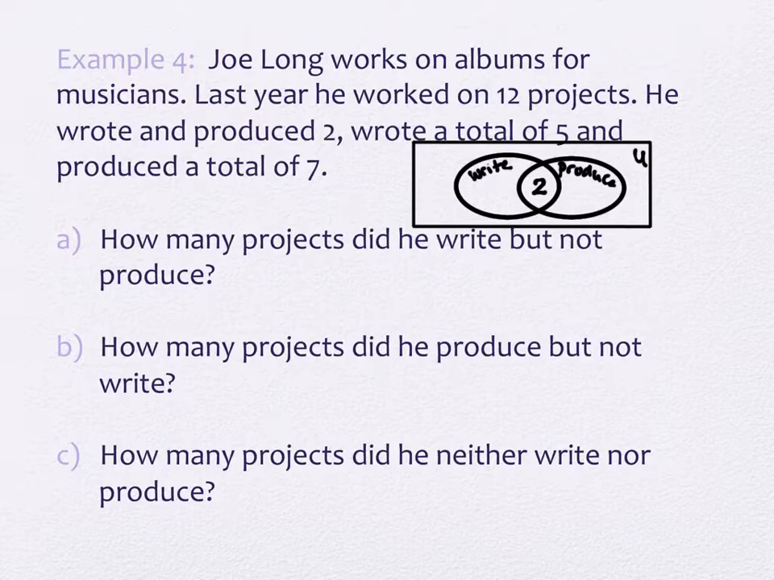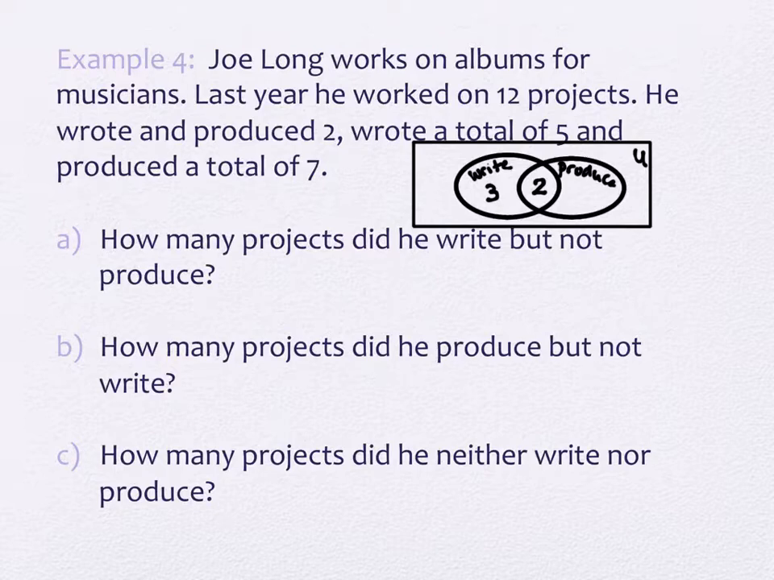Now it says he wrote a total of 5. So what am I going to do? 3 in the other. So I need to put a 3 out here. Why do I not put a 5 out here? Catherine, I heard you say, because he wrote a total of 5, and so he took part in the writing of the 2 that are in the middle. Right. That 5 included the 2 that he wrote and produced. So we don't want to put the 5 on the outside. We want to put a 3 on the outside so that the entire region of writing adds up to 5. And then it says he produced a total of 7.